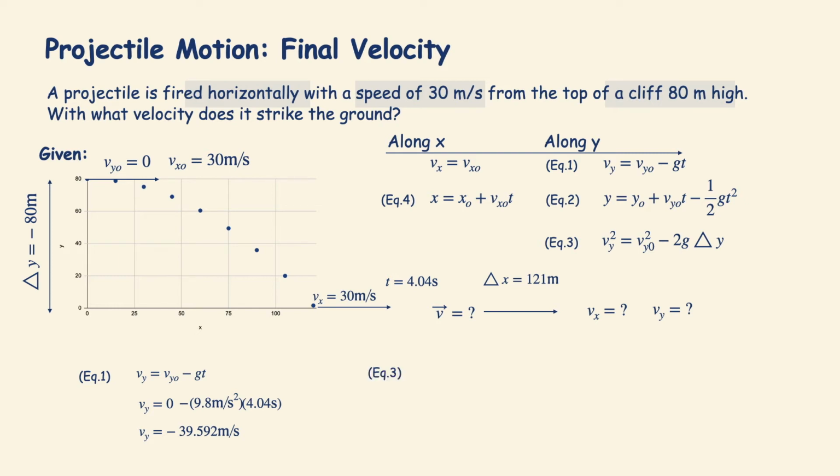Equation 3 can also give us the answer for the final velocity, and it's a good way to check our calculations and compare. If we have done everything correct, we should get the one and the same answer in two different ways. So let's check. Equation 3 is Vy squared has to be equal to Vy naught squared minus 2g delta y.